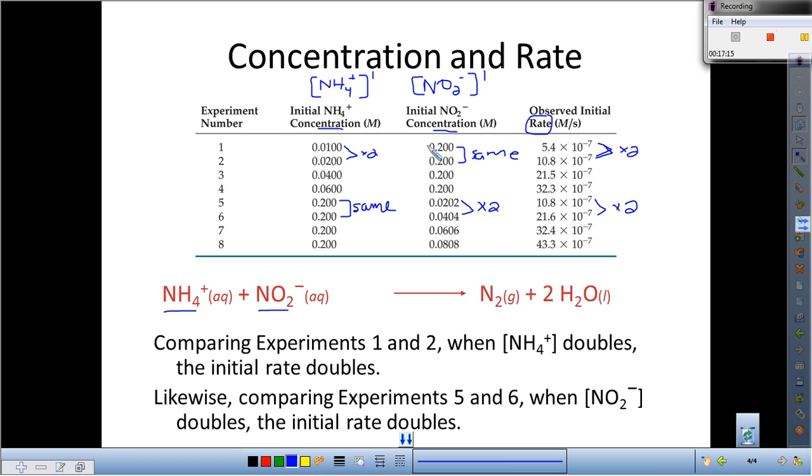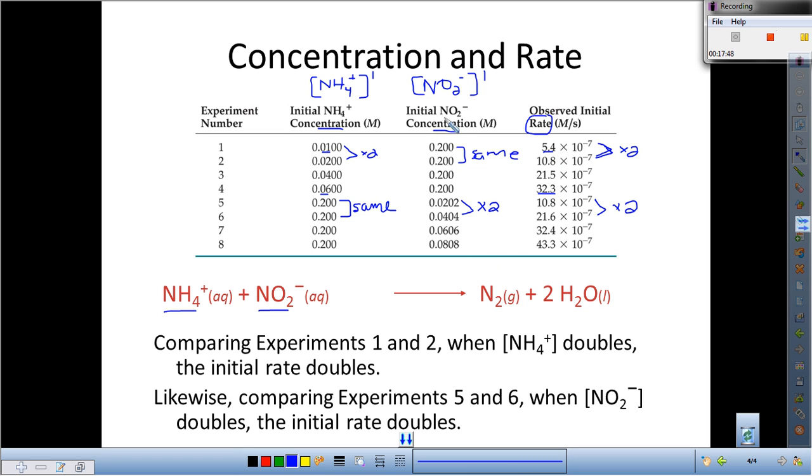If we compare trial 1 and trial 4, the nitrite stays the same. What happened to my ammonium? Well, it went up 6 times, from 0.01 to 0.06. What happened to my rate? My rate went from 5.4 to 32.3, which is times 6. Direct effect. What I did to the concentration directly affected the rate.